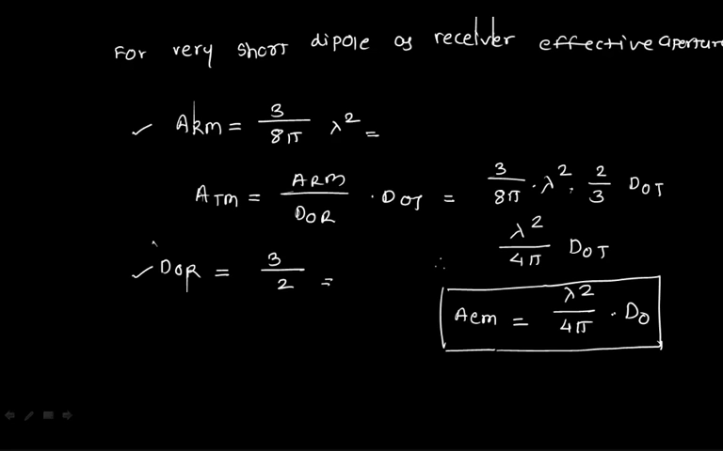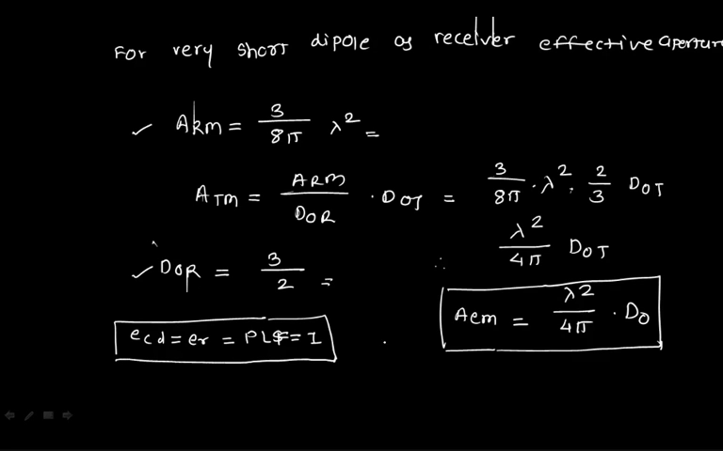Now this is the condition when your antenna does not have any losses. You don't have any ECD loss, you don't have any ER loss, you don't have any polarization loss factor. All these things are unity. Then you can say that my effective aperture is nothing but lambda square by 4 pi into D0.